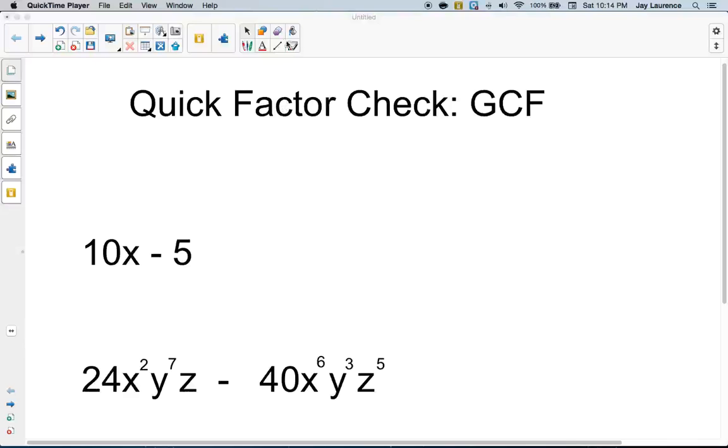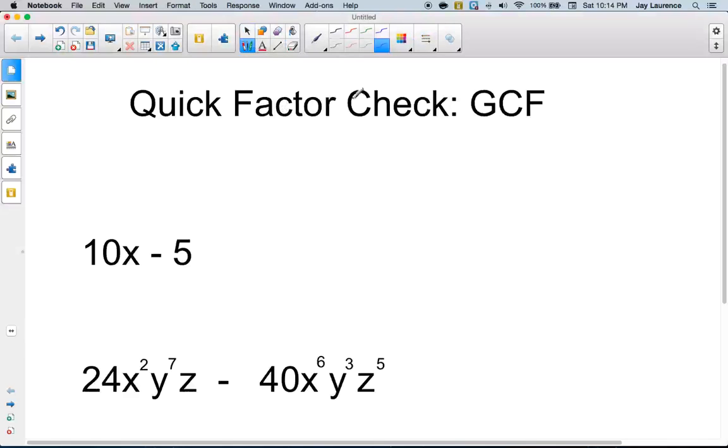And the first type of factor you should always try, GCF, greatest common factor. I'm going to do two problems for you, explaining them in detail, and then there's one for you to try and see if you can get right. It's always the first type of factoring you want to try, okay?